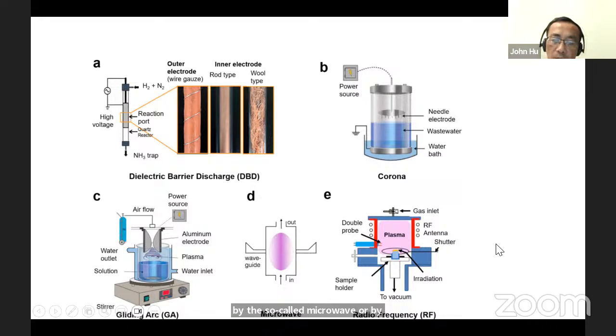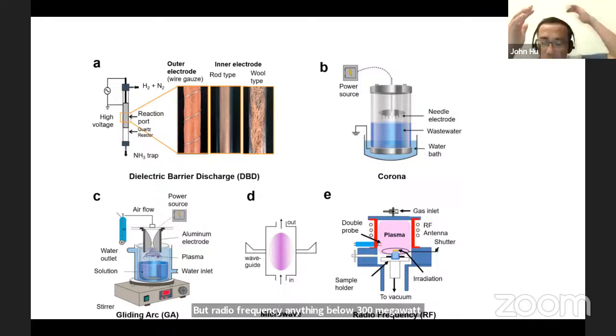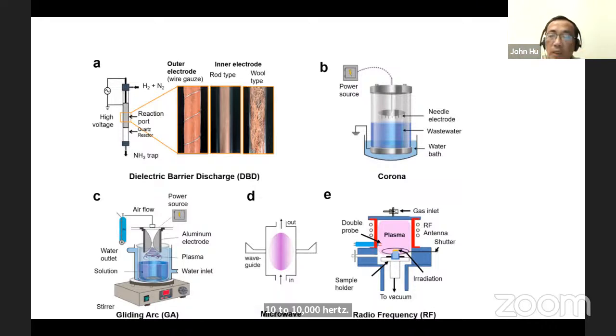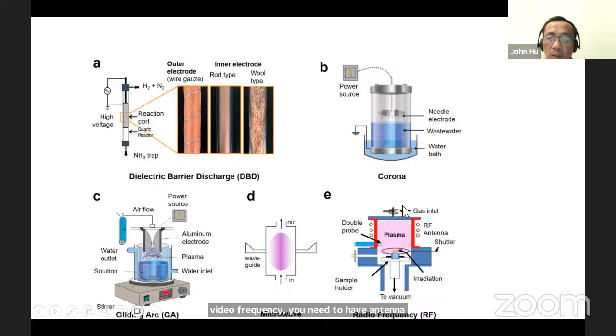So microwave, remember, the frequency ranges from 300 megahertz to 300 gigahertz. But radio frequency is anything below 300 megahertz, down to probably 10,000 hertz. Radio frequency and microwave are generated differently. For radio frequency, you need to have an antenna. With the antenna, you have power introduced and the plasma is generated. So there are different ways to generate plasma.